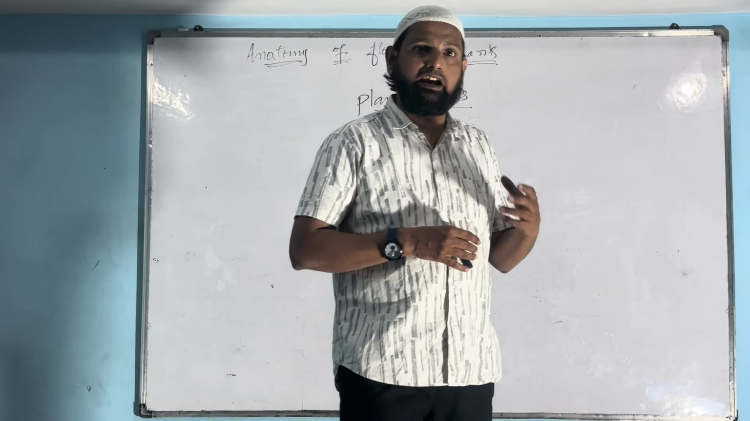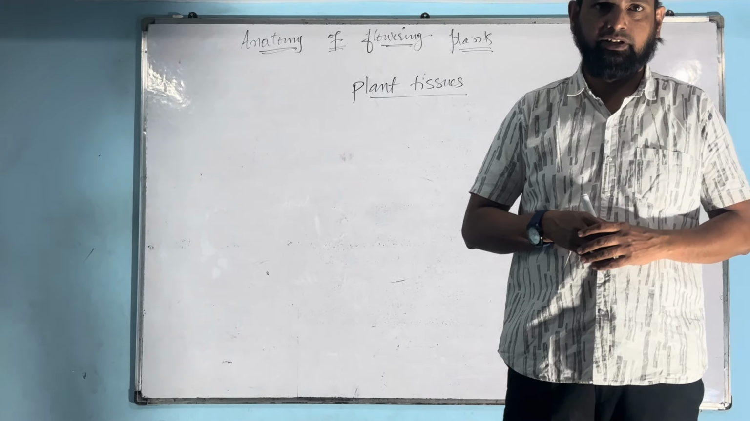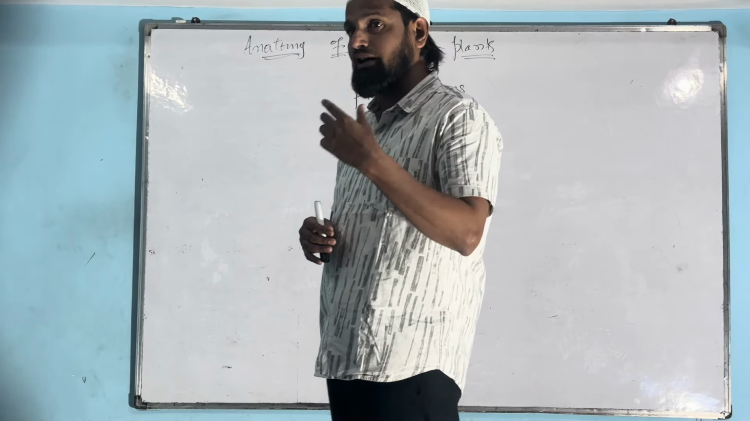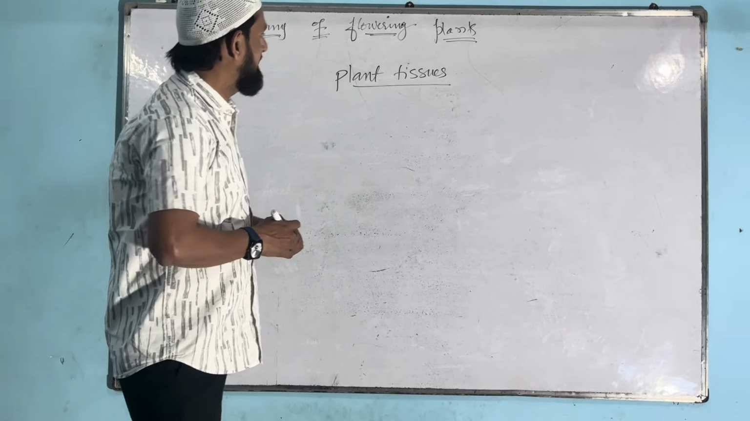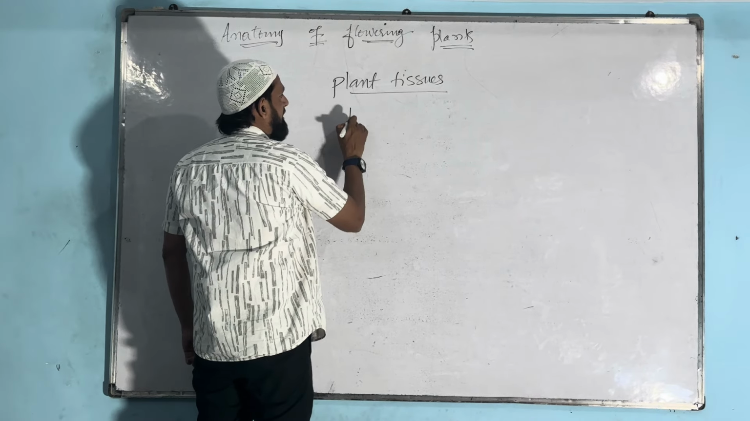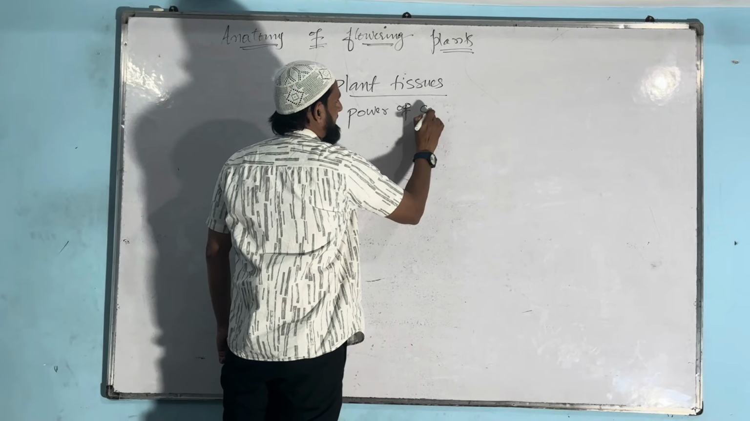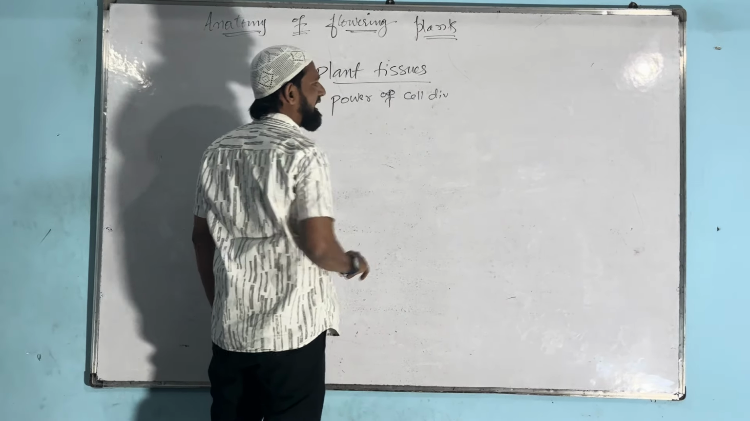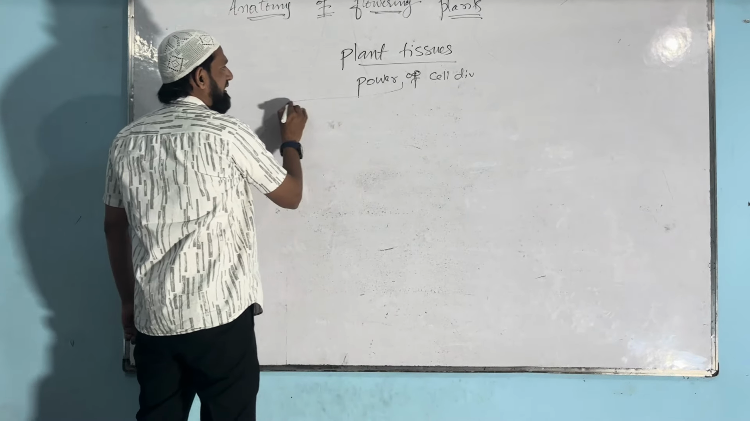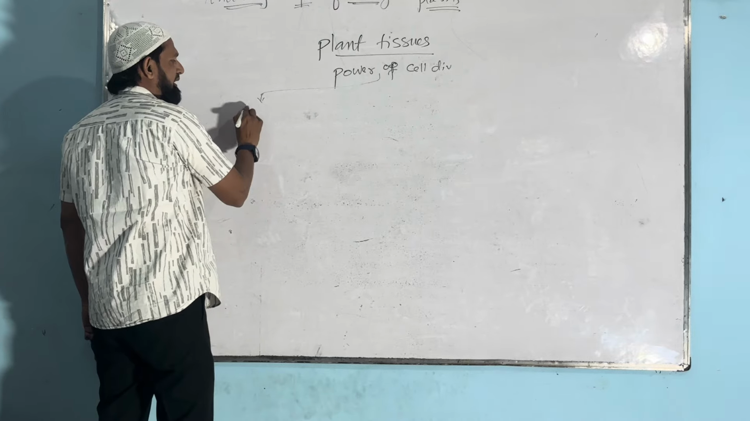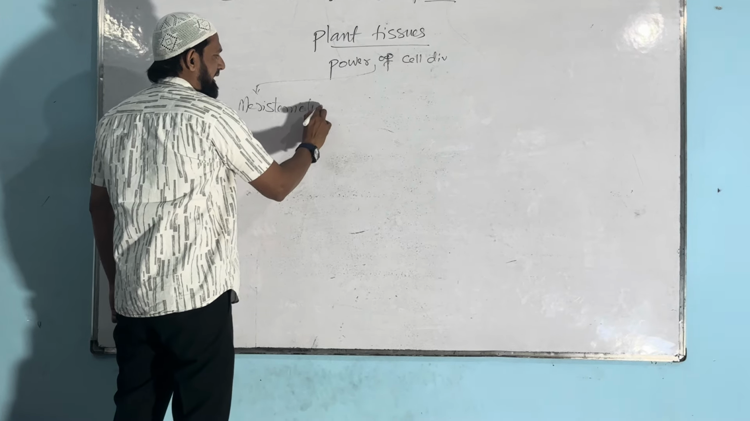The plant cells which have the ability to divide, such plant tissues are called meristem. And the plant tissues which lost the capacity to divide are called permanent. So the plant tissues based on power of cell division are classified into two types. The first one is the tissue that has the ability to divide, called meristematic.